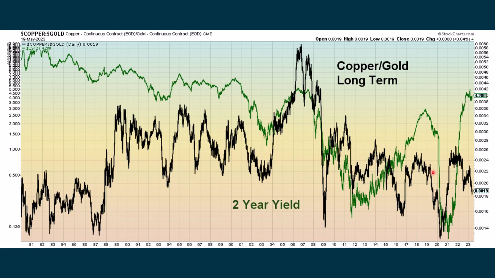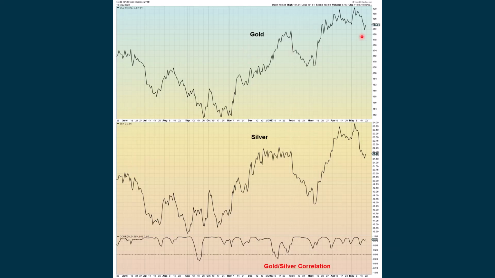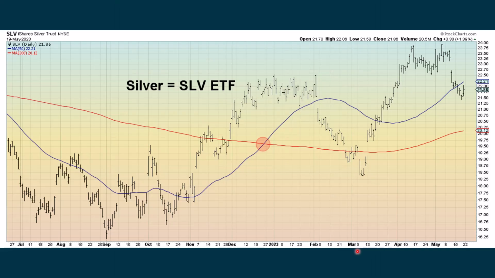This is longer term, and we also compare this to a 2-year yield. And the spread between these two is quite wide. In a good, solid environment, they have a tendency to go in the same direction and not get too far apart from each other. On the top, you have gold. On the bottom, you have silver, showing that there's a very strong correlation between the two.